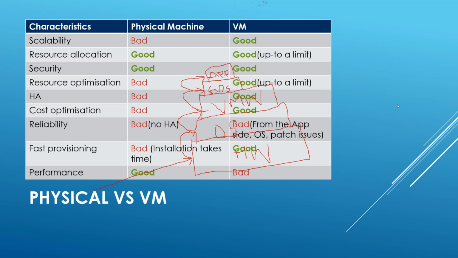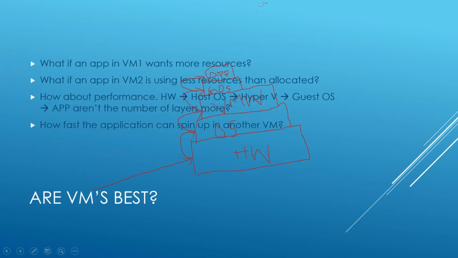HA, high availability. So this is about the comparison between physical machine and VM. You need to tell these points if anybody asks you, or if anyone of you faces this question.